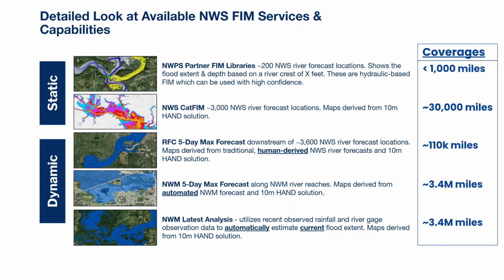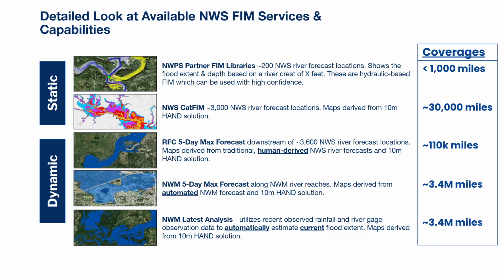There are multiple different types of FIM, including high-resolution partner-based FIM, National Weather Service categorical-based FIM, River Forecast Center 5-Day Max Forecast FIM, National Water Model 5-Day Max Forecast FIM, and National Water Model Latest Analysis FIM, which are split into the two categories of static and dynamic.